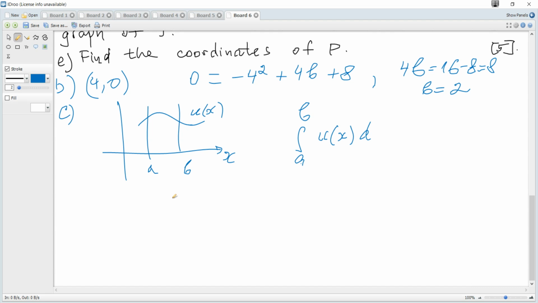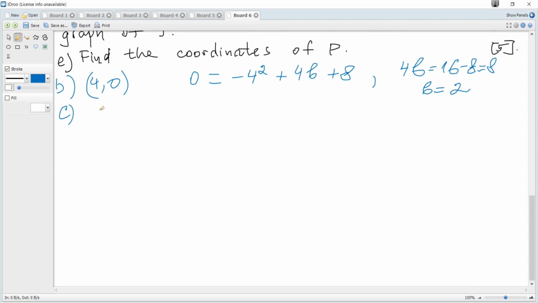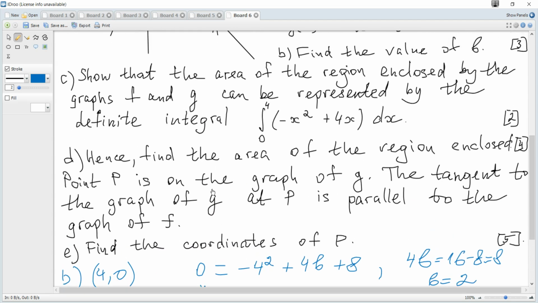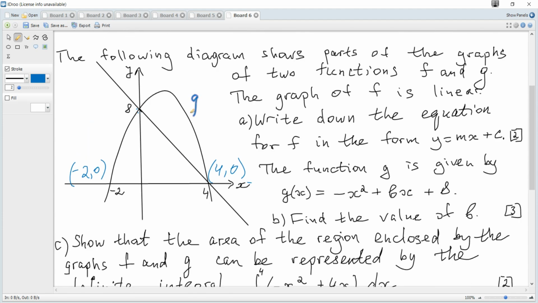Since both curves are above the x-axis, we can say that the enclosed area is equal to the area from 0 to 4 between g and the x-axis, minus this area, and it is equal to the area enclosed by the two graphs.